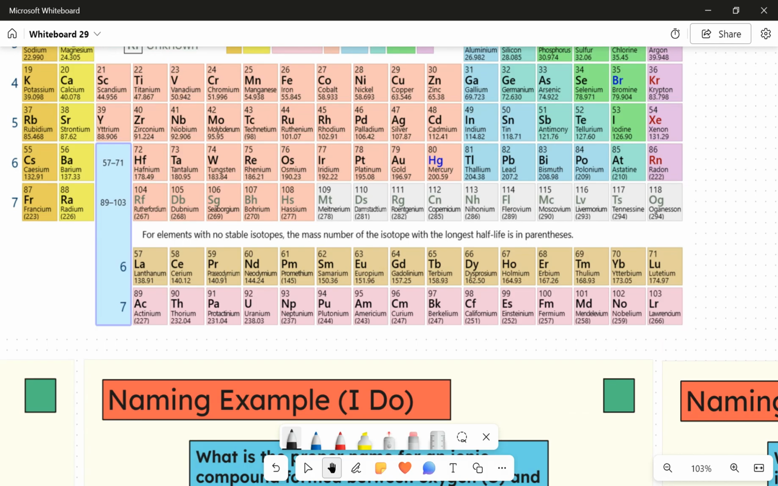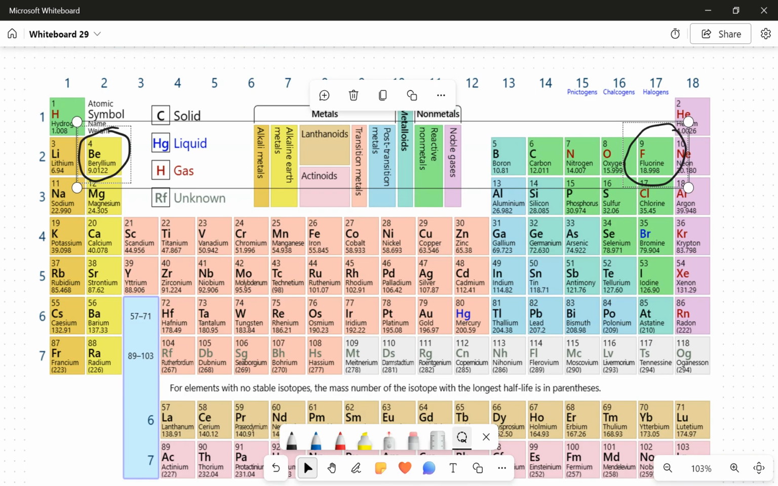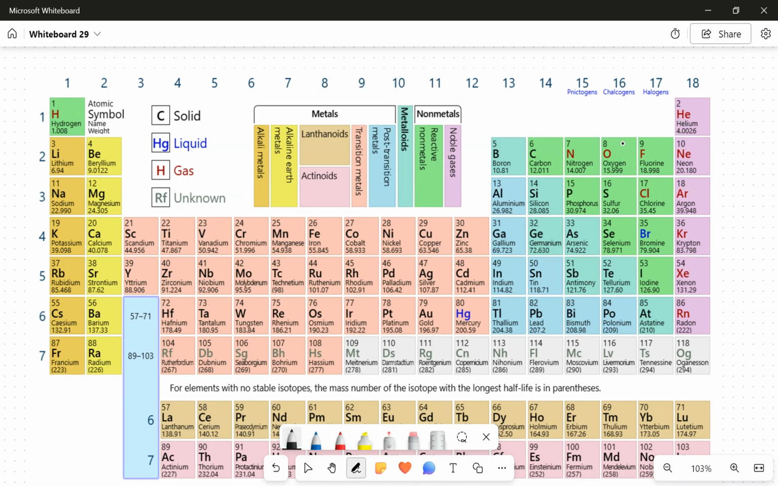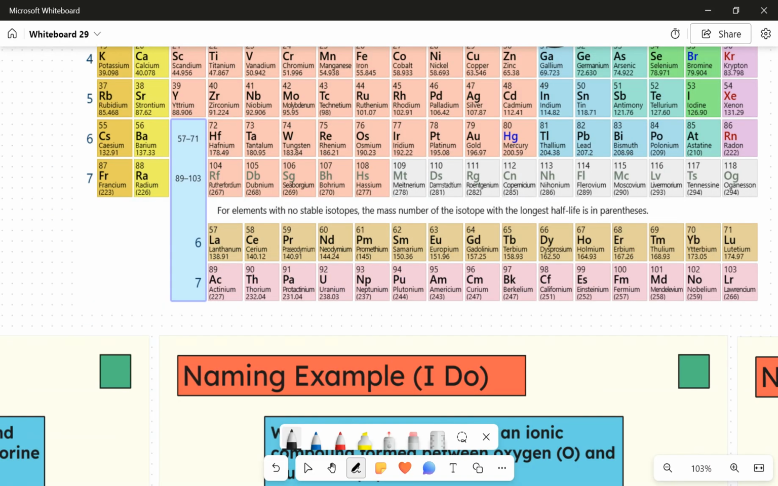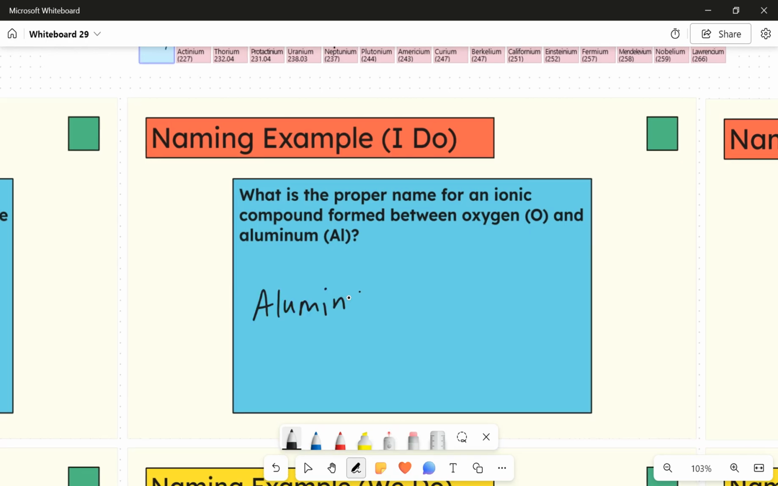So let's clean this up. I have oxygen and aluminum. Now this one's a little tricky because it listed oxygen first, but oxygen is on the right side of the periodic table compared to aluminum. Aluminum's closer to the left. So as a result, aluminum is written first, and that's followed by oxygen.